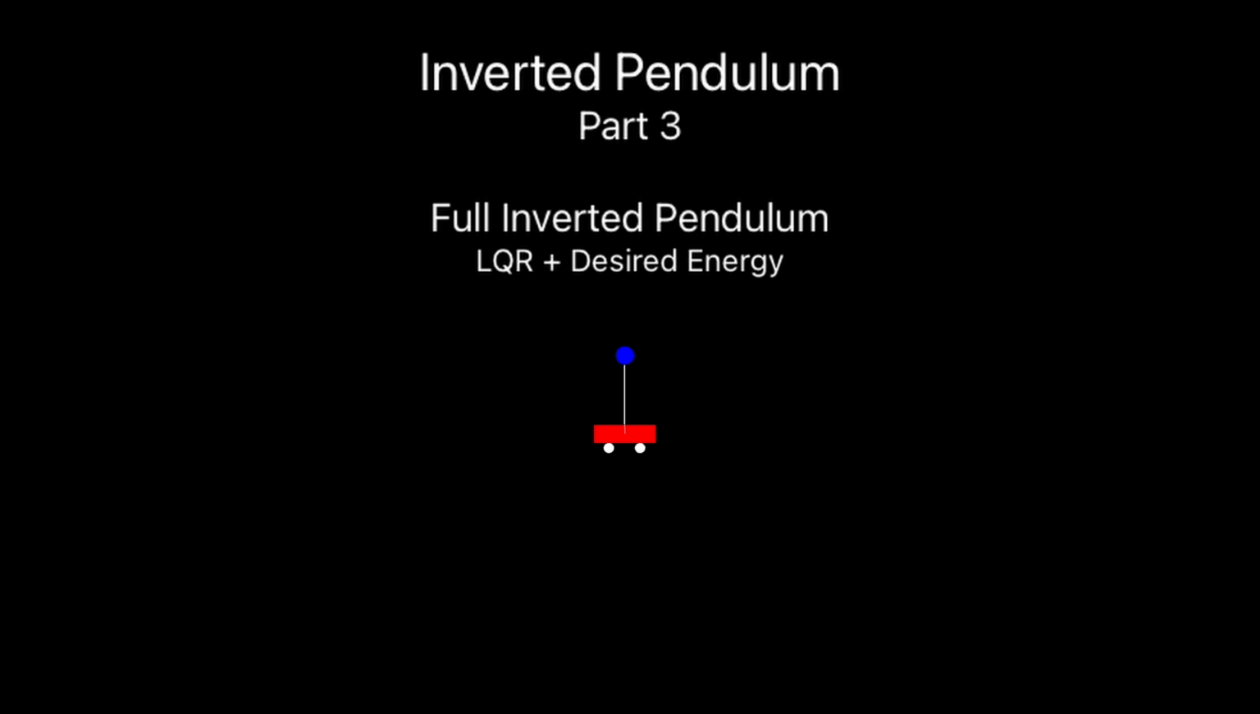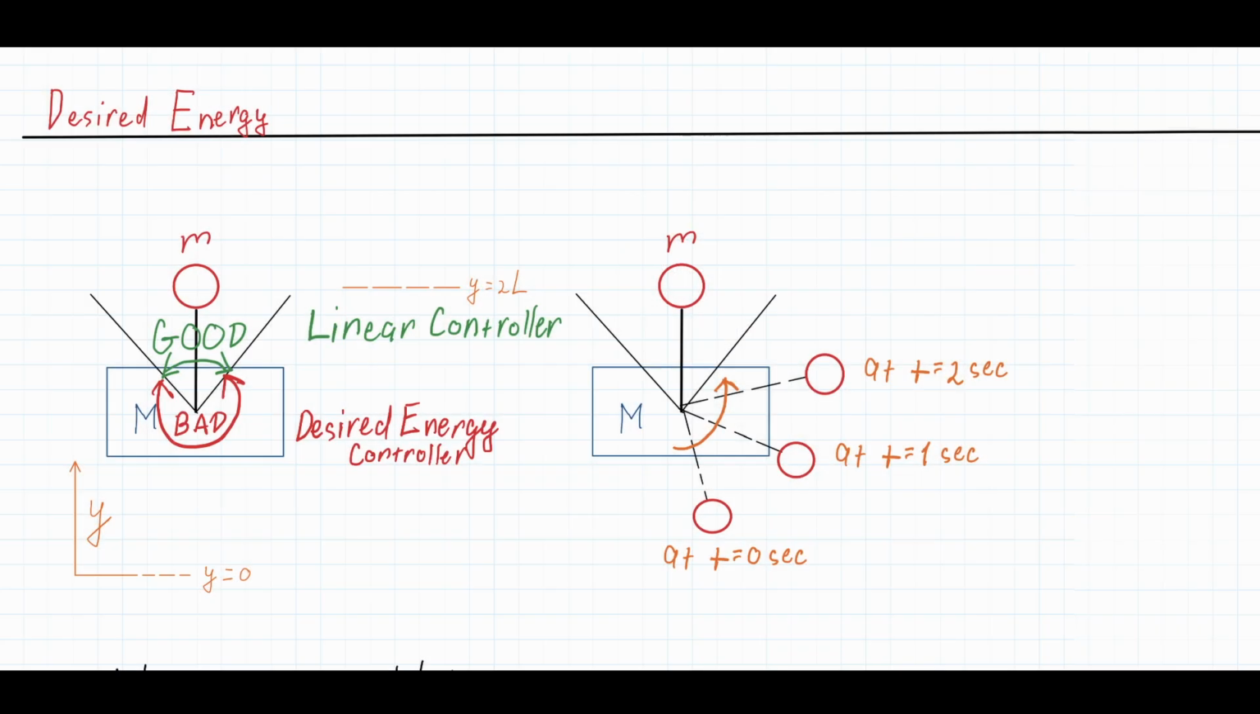In this video, we are going to stabilize the pendulum from any position using the desired energy method. In the previous part, we saw that a linear controller, or LQR controller, can only stabilize the inverted pendulum when we start pretty close to our desired position of pointing up. And when we deviate too much, the system fails, leading to an uncontrollable motion.